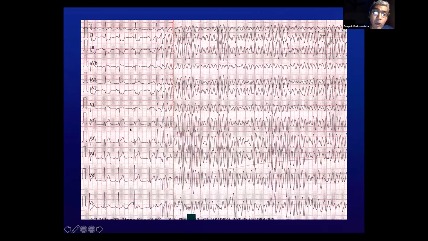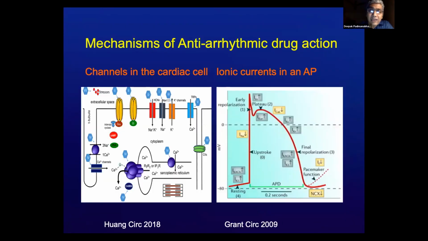There is a predisposing factor in the form of ischemia, and these patients need urgent cardioversion and transfer to a cath lab for a primary PCI or other ways of management of their ischemia to be able to solve this problem. Going on from arrhythmias in the ICU to mechanisms of some commonly used antiarrhythmic drugs.